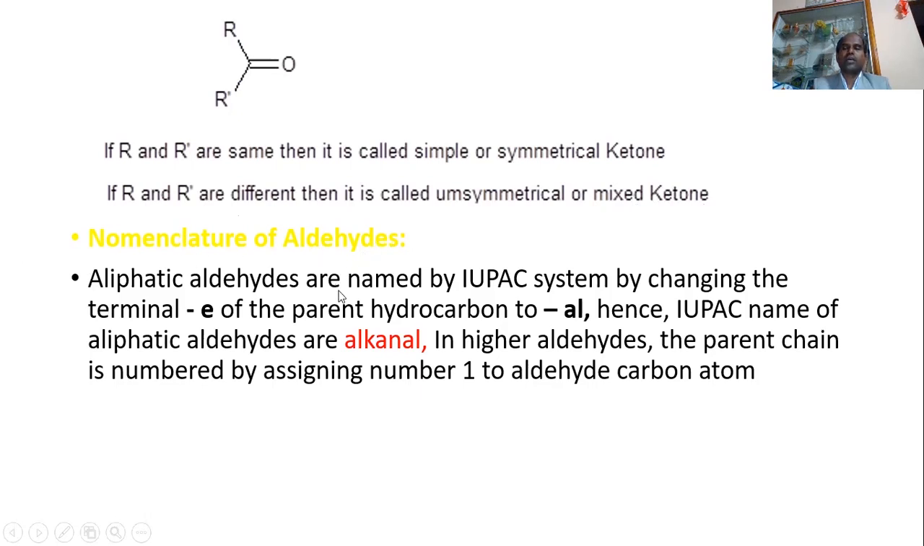Nomenclature of aldehydes. Aliphatic aldehydes are named by the IUPAC system by changing the terminal E of the parent hydrocarbon to Al. Hence, the IUPAC name of aliphatic aldehydes is alkanal. In higher aldehydes, the parent chain is numbered by assigning 1 to the aldehydic carbon. With this, I will move to the next slide. The next slide will give you the information about a few examples of aldehydes, their common names and IUPAC names.